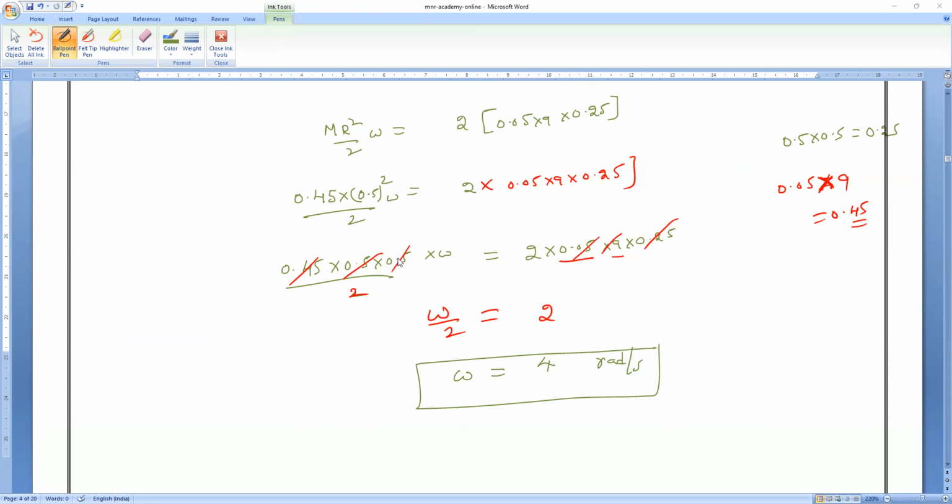0.25 into 0.5 into 0.5 equals 0.25, cancel out. 9 into 5 is 45, meaning you put 2 decimals before, 0.45, over. Then 0.45 will get cancelled. Always in JEE like this only they'll ask you. They'll be perfectly made. If you observe that, you are very smart. If not, you are wasting time with the multiplication. So this is how we have to solve it.